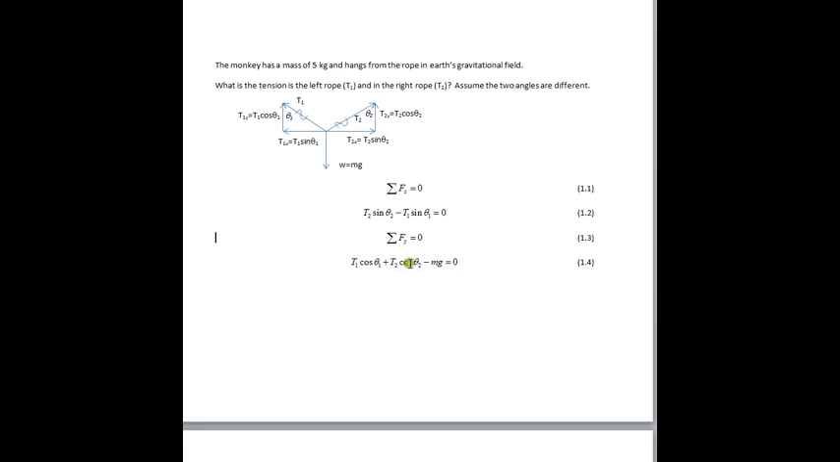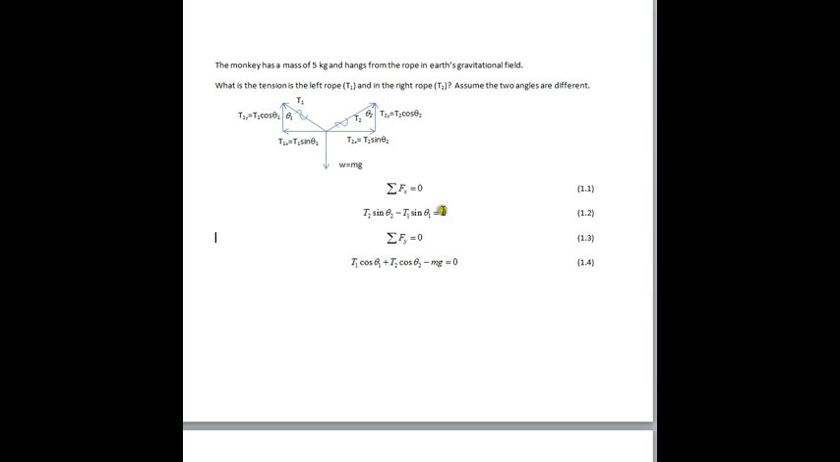We need another equation because we still have two unknowns, but we can sum forces in the y direction as well. So if we sum forces in the y direction, we see that T1, again, take y positive upwards. It's arbitrary, but we can take y positive upwards. T1 cosine theta 1 plus T2 cosine theta 2 minus the weight, which is mg. That has to add up to 0. So now we have two equations, equation 1.2 and equation 1.4, with two unknown variables, T1 and T2.